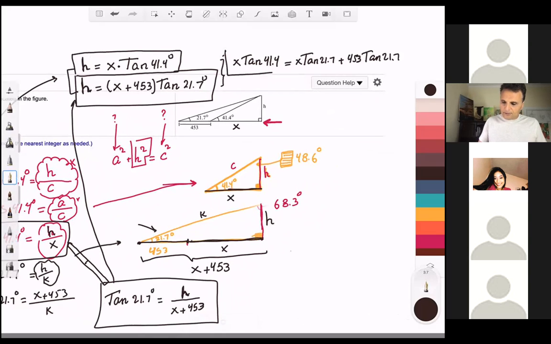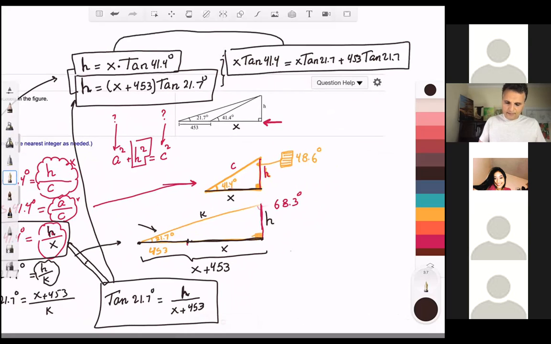So in this equation, you solve for X. Good. Then whatever X is, you plug it there, you solve for H. Let me do one more step. You guys are very quiet.